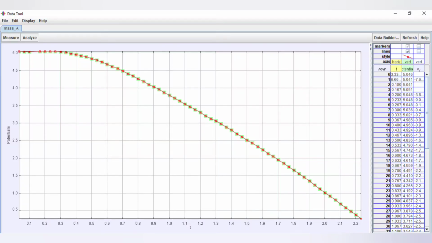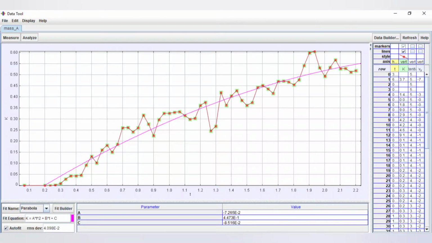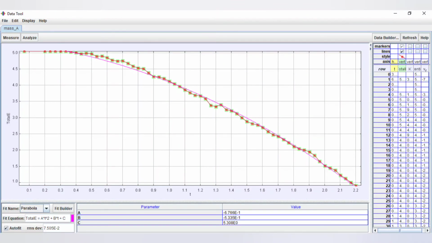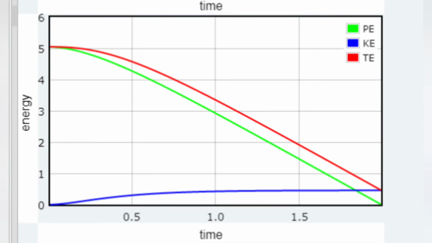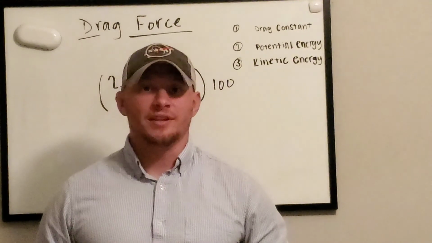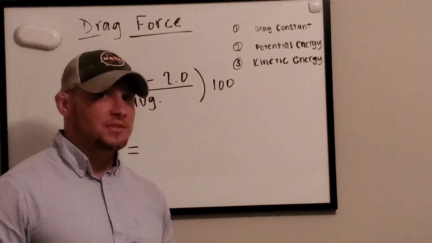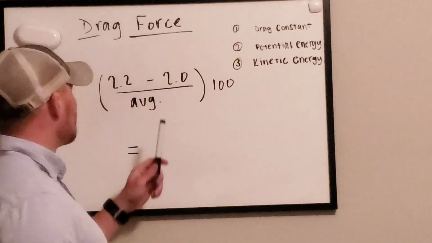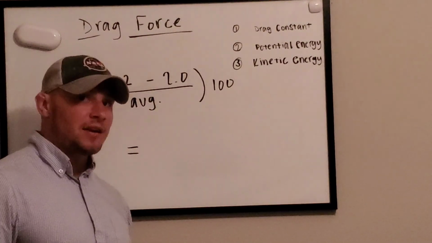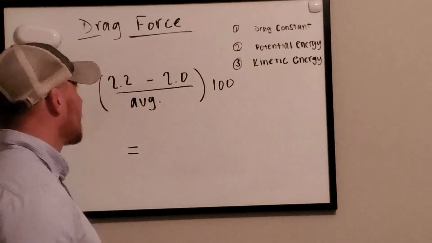Here are the graphs that we took from the real world experiment. Here is potential energy, kinetic energy, and finally total energy, which is just kinetic and potential added together. And here is the graph made by the code. So let's find out how good we did. We're going to find the percent difference of our experimental data versus the modeling data.